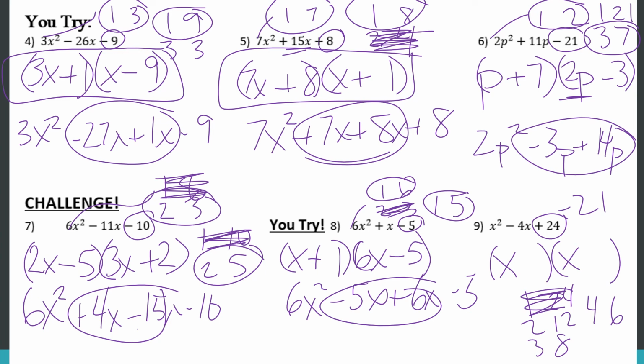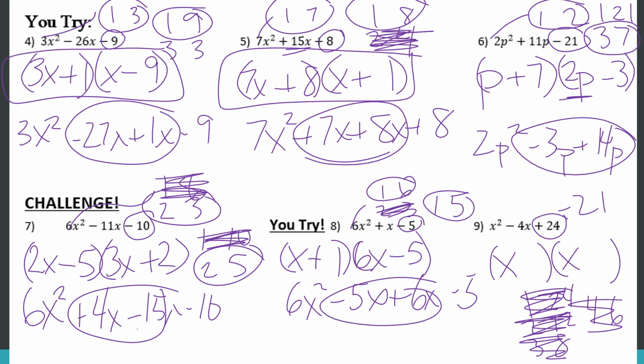2 plus 12 is 14. 12 minus 2 is 10. That doesn't give me 4. Okay. 3 plus 8 is 11. 8 minus 3 is 5. That doesn't give me 4. Okay, 4 plus 6 is 10, and 6 minus 4 is 2. Well, none of them work.